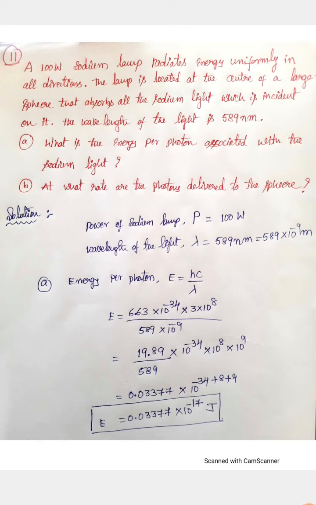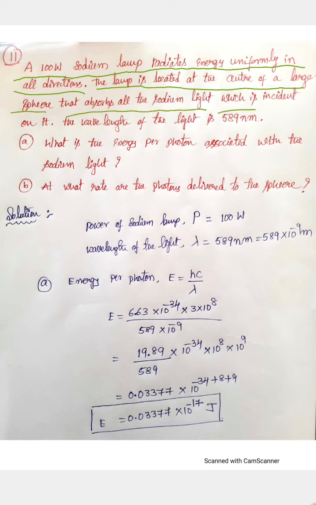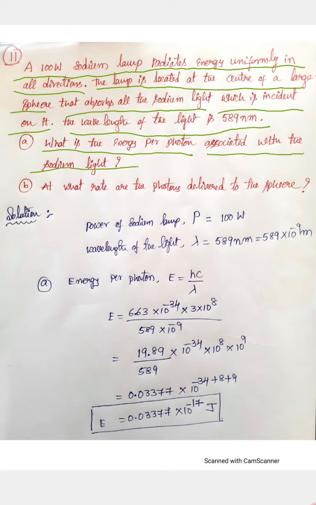All of you read question number 11. A 100-watt sodium lamp radiates energy uniformly in all directions. The lamp is located at the center of a large sphere that absorbs all the sodium light which is incident on it. The wavelength of the light is 589 nanometer. Then A. What is the energy per photon associated with the sodium light? B. At what rate are the photons delivered to the sphere?